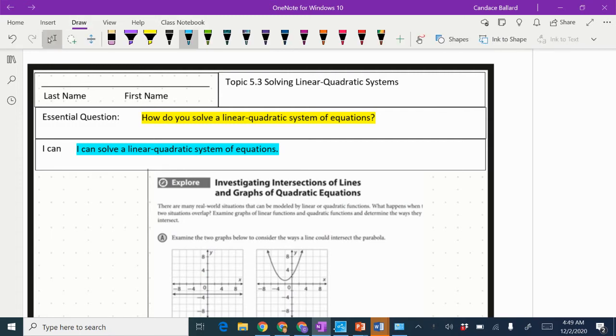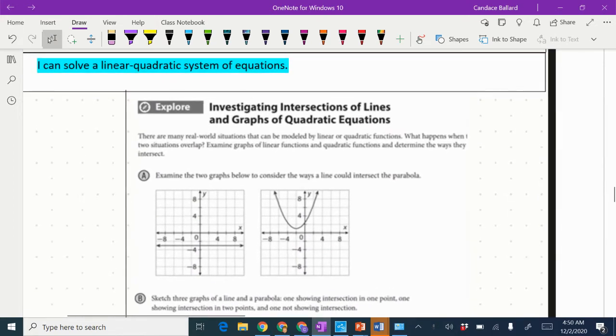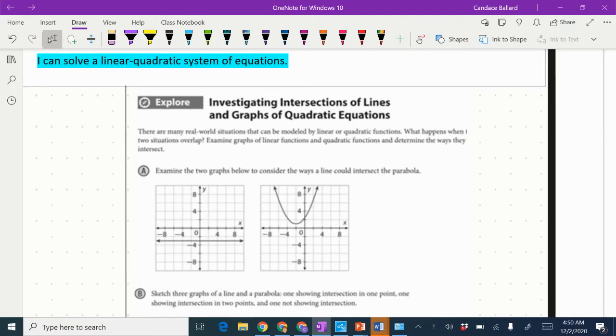So we're going to do a little bit of investigation about solutions of equations right now. There are many real-world situations that can be modeled by a linear or quadratic function. What happens when the two situations overlap? Examine the graphs of linear and quadratic functions and determine the ways they could intersect. So they just want us to look at this graph of a horizontal line and the graph of a parabola and draw the ways that they could possibly intersect.